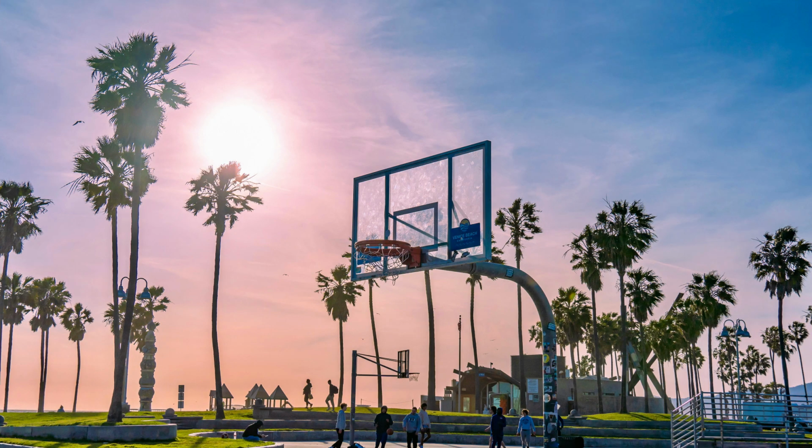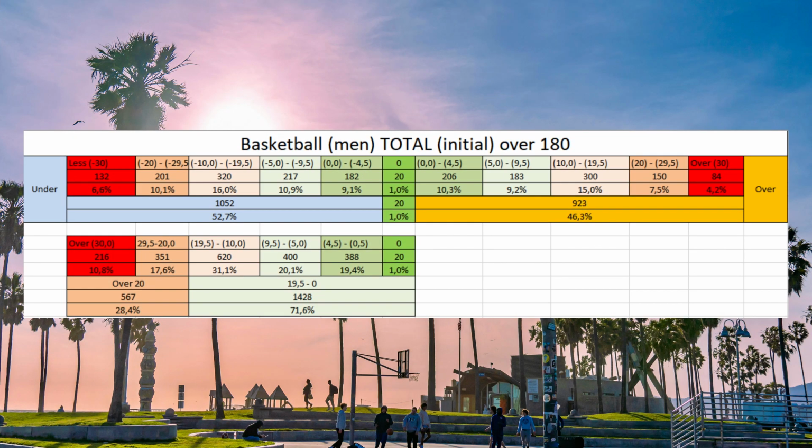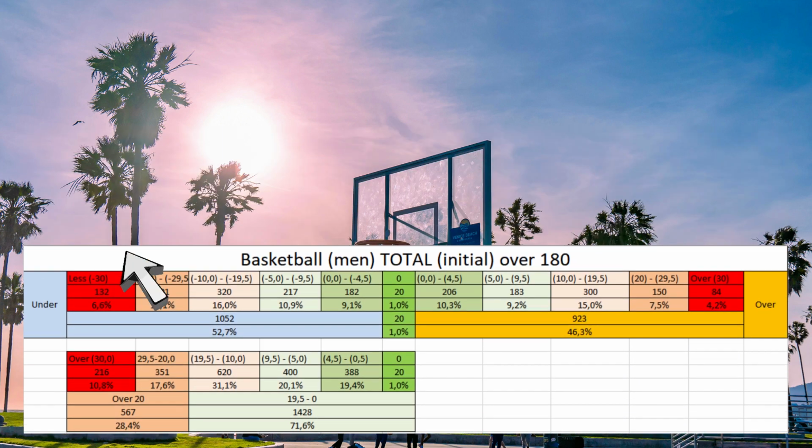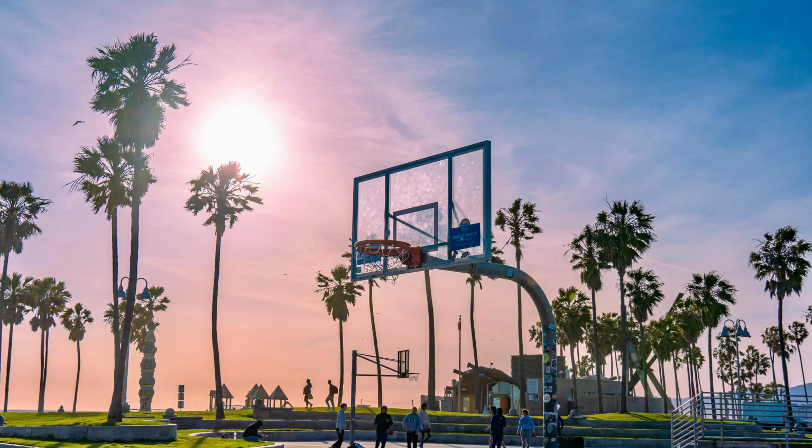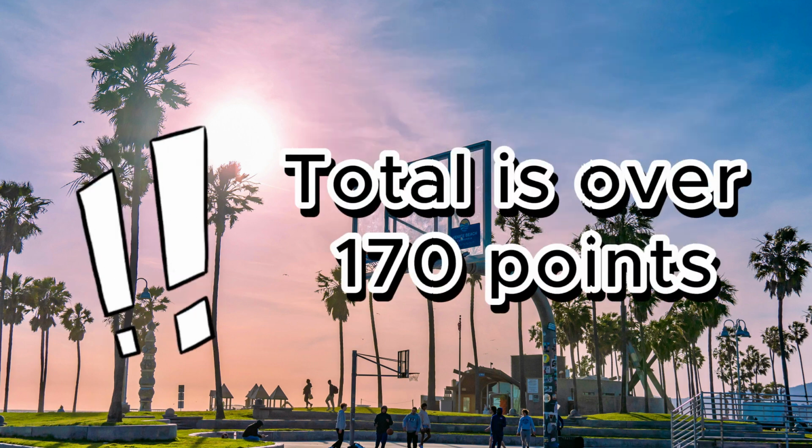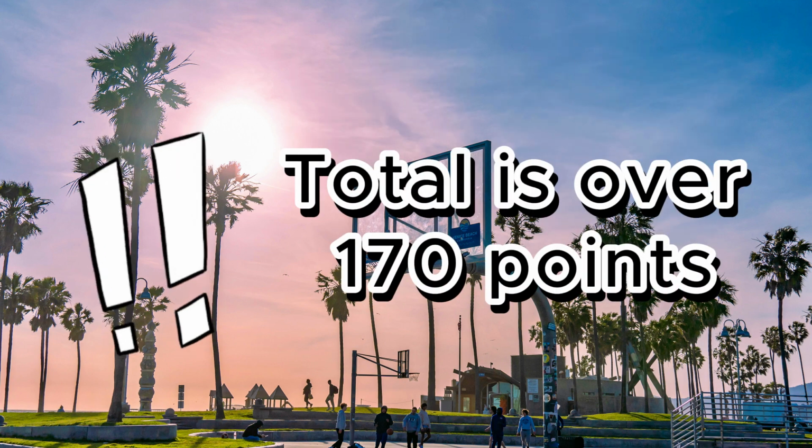Matches where the initial total is over 180 points have about 20% of exactly guessed matches. Additionally, 20% of matches have a deviation from 5 to 9.5. 31% have a deviation from 10 to 20 points. 17% have a deviation from 20 to 30 points. And 10% have more than a 30-point deviation. Therefore, we do not recommend betting on matches where the initial total is over 170 points.